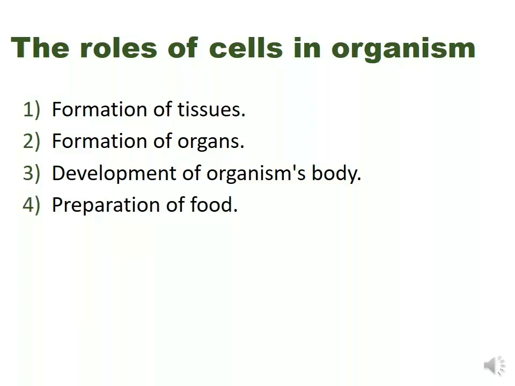The fourth function of cells in an organism is preparation of food. You know, the cells of green plants can produce their own food by photosynthesis because they have chloroplasts within their cells. Now the fifth function is the formation of energy. An organism's energy is derived from its food, and all these mechanisms of energy production take place within the cell.